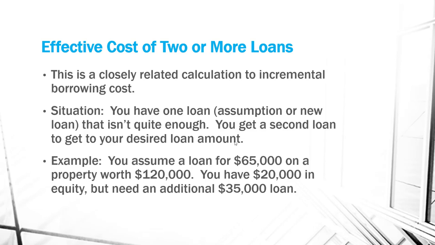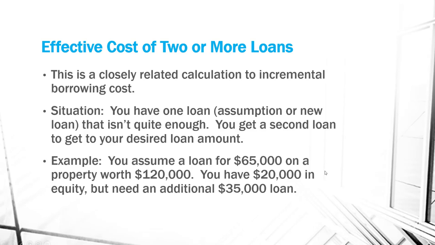We don't have enough to cover the purchase price between our equity and the one loan that we have, so we're going to need to get a second loan involved. So as an example, you assume a loan, and by the way, assumption means that we're stepping into somebody else's shoes, we're taking over their loan. So we assume a loan for $65,000 on a property worth $120,000. By the way, that means we still have to come up with $55,000. We only have $20,000 in equity, so we need an additional loan of $35,000 to cover the difference. So how do we figure out the effective cost when we have more than one piece of financing involved here?